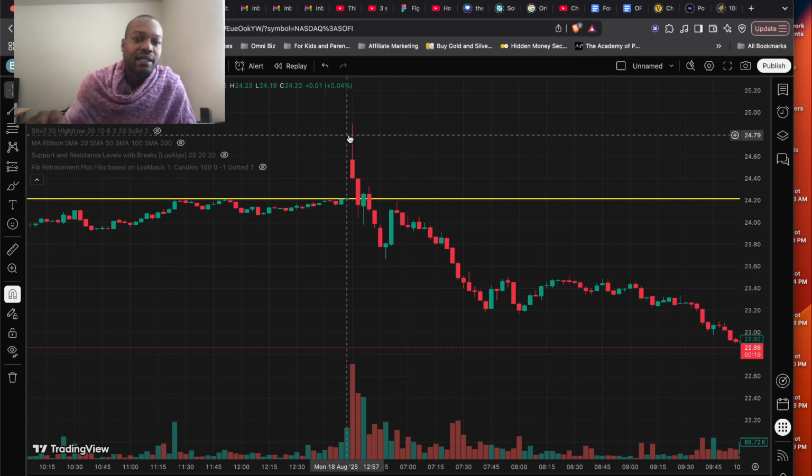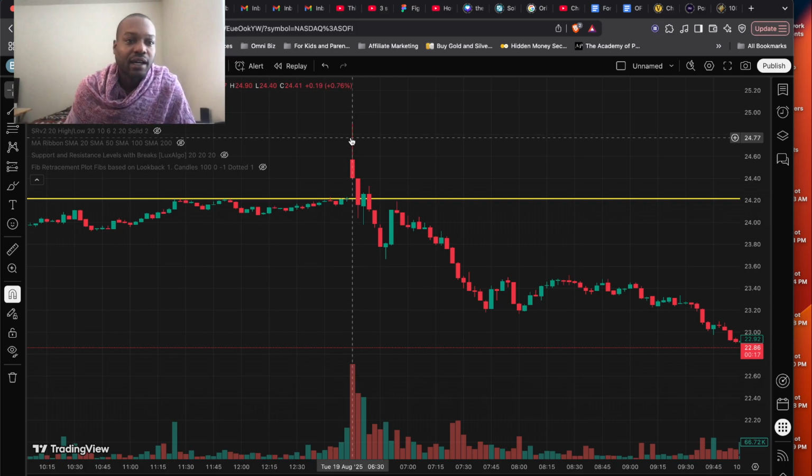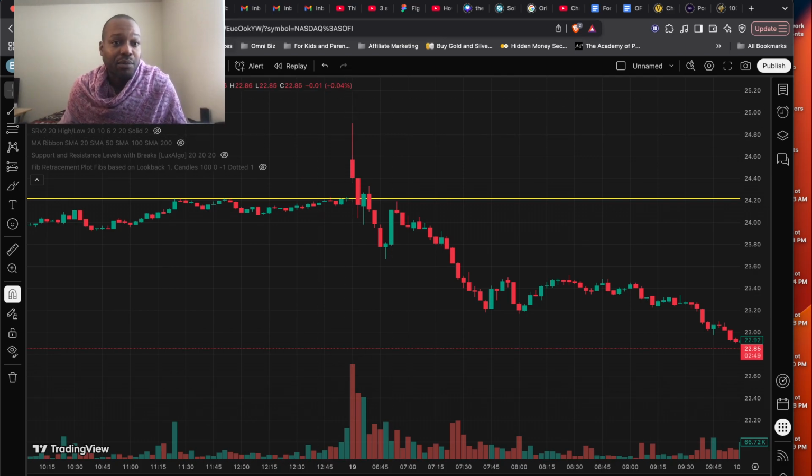If y'all look at it, it says SoFi Technologies Inc. and then the Nasdaq. You see that in the top left, and then it has OHLC, and it has those red numbers. The O is for open, the H is for high, the L is for low, the C is for close. So the high was 24.90 and the low was 24.40. Okay, so we have our numbers.